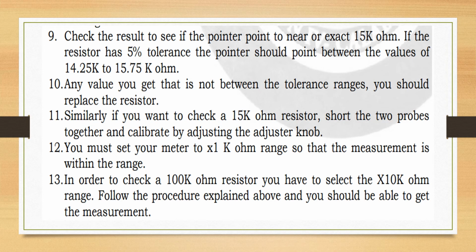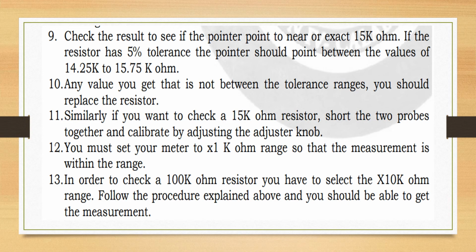Similarly, if you want to check a 15 kilo ohm resistor, short the two probes together and calibrate by adjusting the adjuster knob. You must set your meter to the times 1 kilo ohm range so that the measurement is within range. In order to check a 100 kilo ohm resistor, you have to select the times 10 kilo ohm range. Follow the procedure explained above and you should be able to get the measurement.